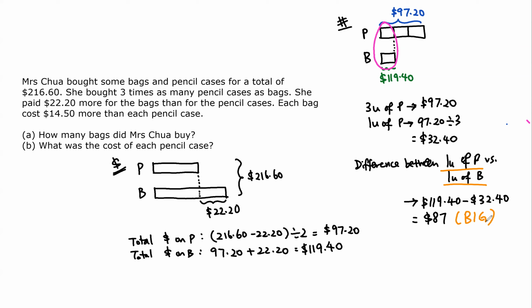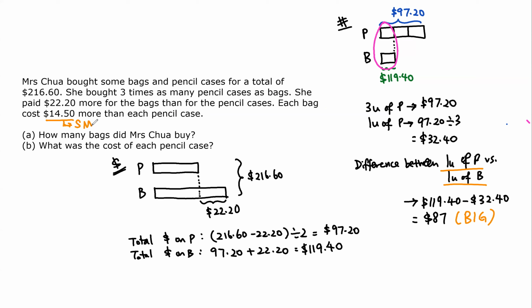Okay, do we have the small difference? Yes, it is part of the question. Each bag cost $14.50 more than each pencil case. Now this is the small difference. Okay, the $14.50 is the small difference.